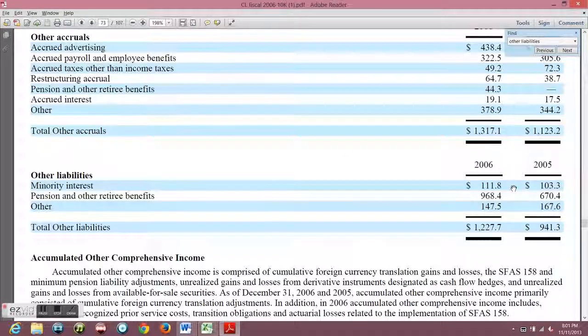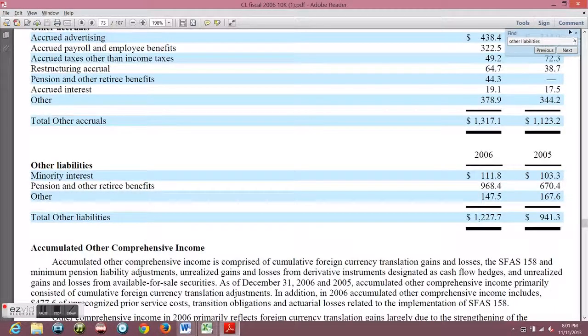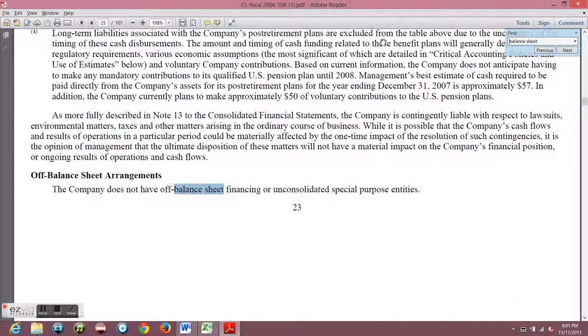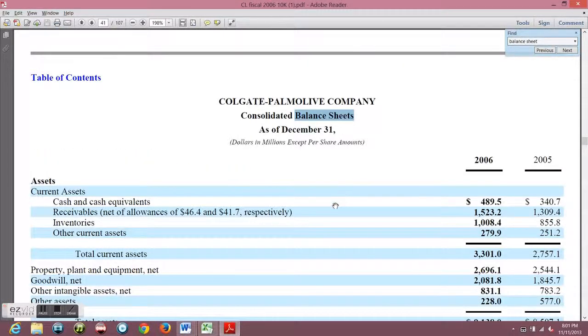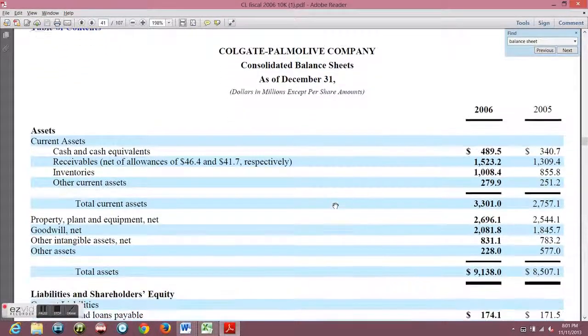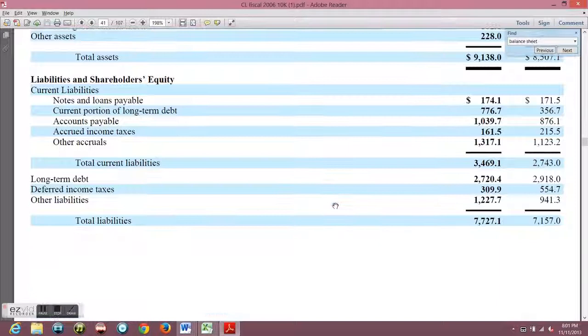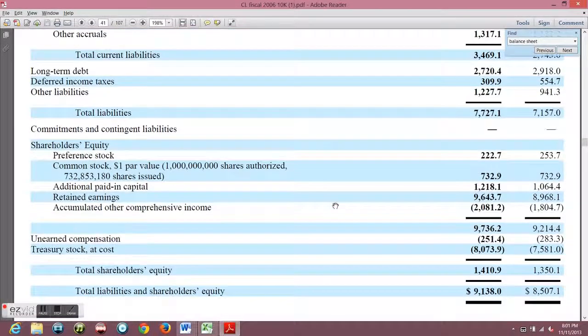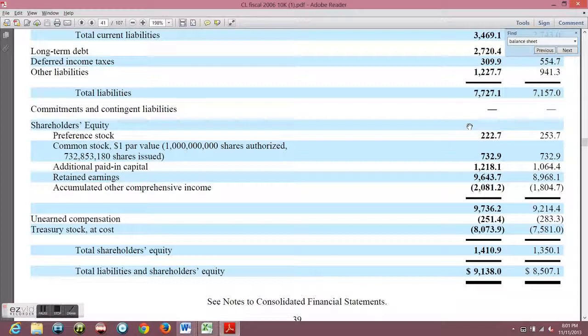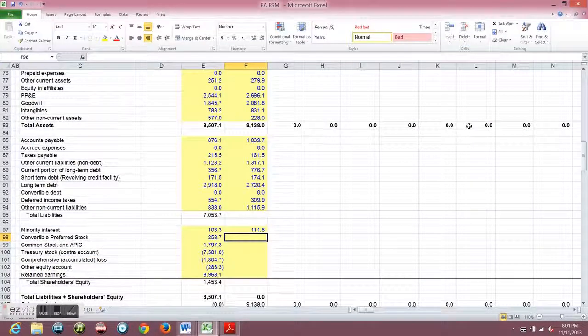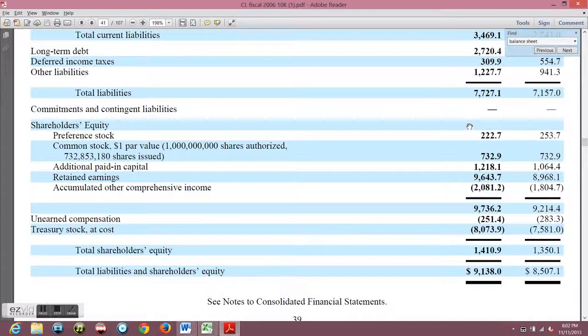So let's go back to our balance sheet. Where did it go? There. Our balance sheet is going to be, alright, let me just move down to shareholders' equity. Right. And our preference stock over here, 222.7. Shareholder stock and convertible preferred stock is essentially the same thing. Common stock and APIC. Common stock is going to be 732.9. APIC, which is additional paid-in capital, is going to be 1218.1.